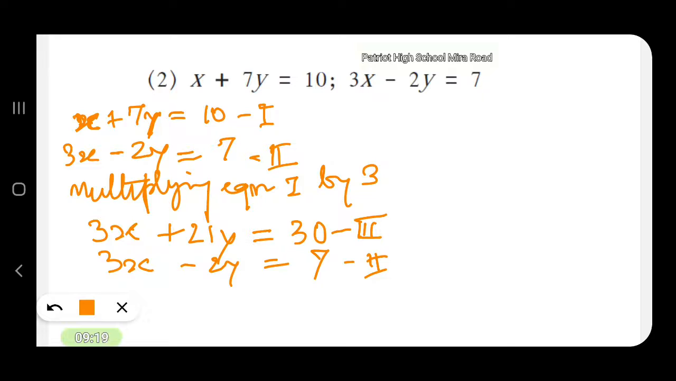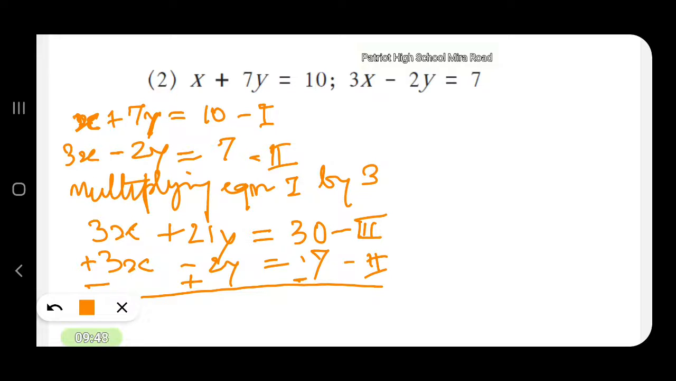Now we will subtract the second equation from the third equation. Here it is plus, we change the sign, it becomes minus. Here it is minus, we change the sign to plus. Here it is plus, so we change it to minus. Now 3x - 3x is 0. So the term in x is 0, and we need not write it.